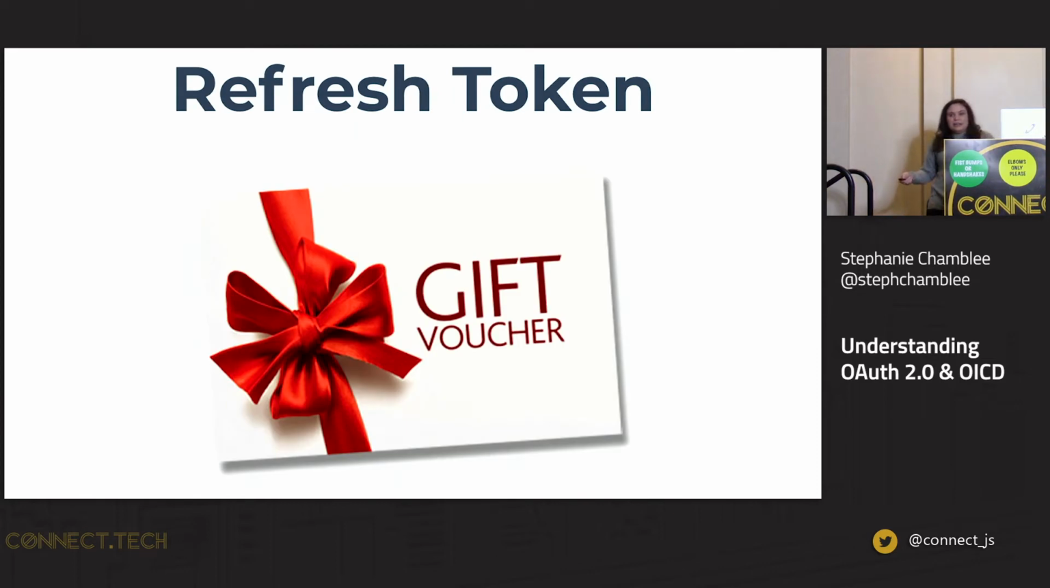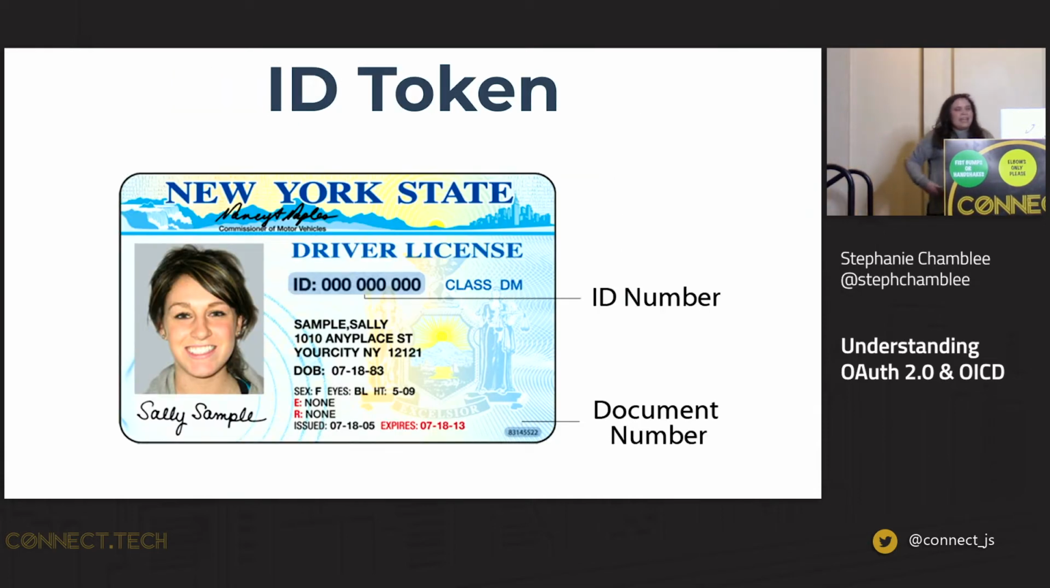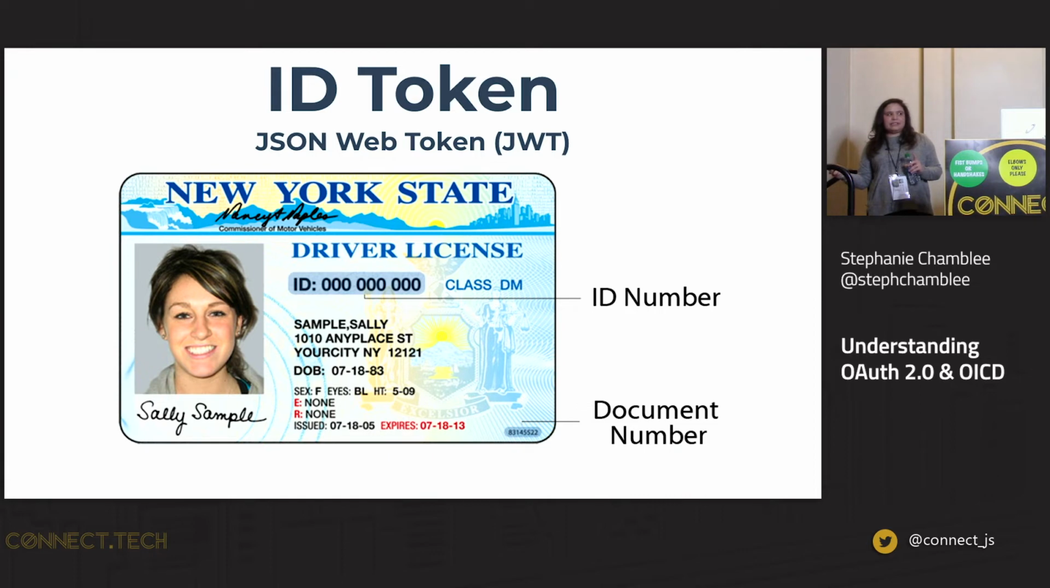The refresh token is like a voucher. Access tokens don't last very long. They last anywhere from 15 minutes to about a day, depending on the needs of the application. And so a refresh token allows that client application to continually ask for new access tokens. And finally, we have what OpenID Connect adds to OAuth, and that is the ID token. So ID tokens are used to identify the resource owner. It's like a driver's license. ID tokens, by the way, are always going to be JSON web tokens.